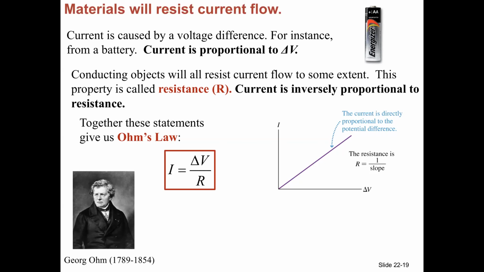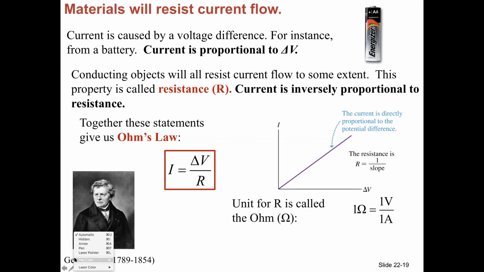So a fairly straightforward equation for today. The unit for resistance is volts per amp, which is named in honor of Professor Ohm here as the ohm. The symbol for this unit is the Greek capital letter omega. So the higher the resistance, the bigger this number is.